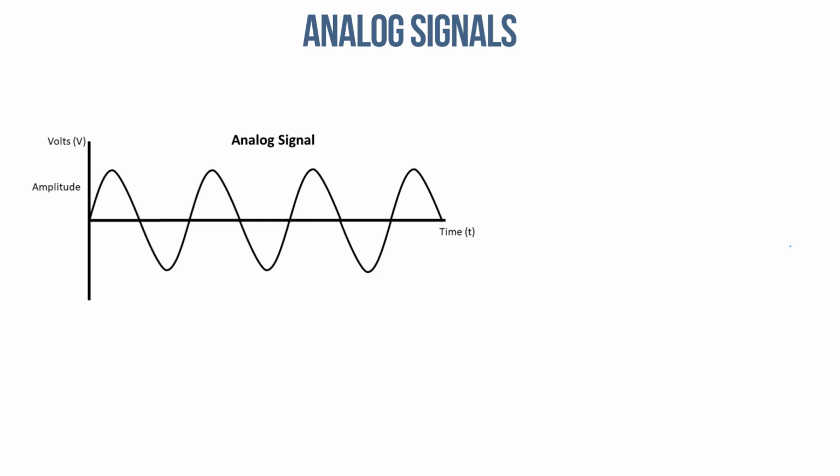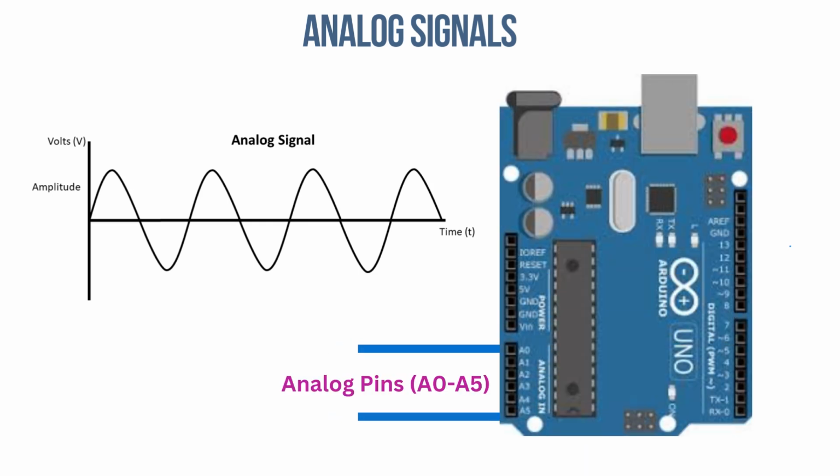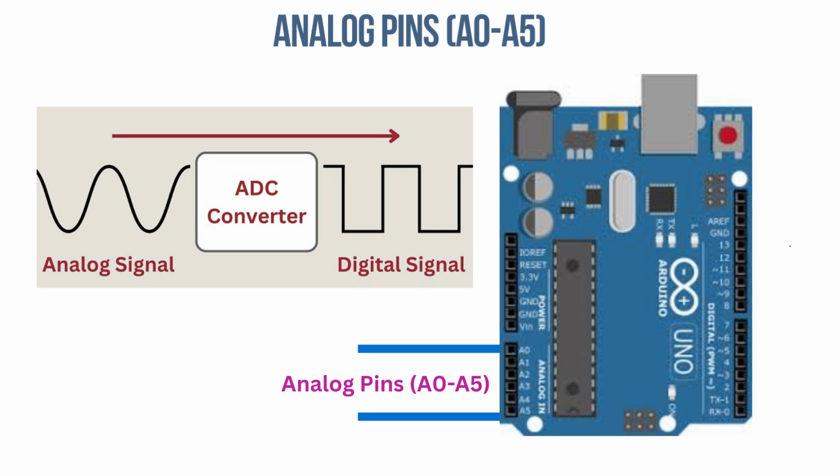Analog pins on your Arduino are special. They have an analog to digital converter built in. This analog to digital converter takes a varying analog voltage and converts it into a digital number. For most Arduinos, this means a value between 0, for 0 volts, and 1023, for 5 volts. This allows your Arduino to understand nuances, not just on, off.